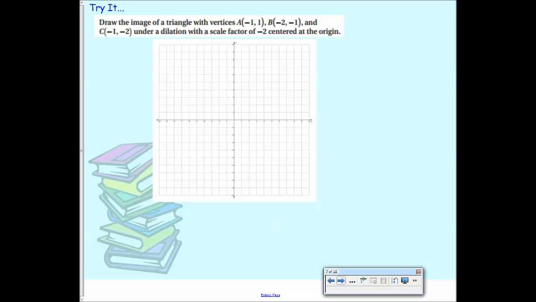So it starts at -1, 1. So -1, 1. Then -1, -2. And then -2, -1. Okay, so this is what figure? A triangle. Now, how do I figure out where the dilation goes?